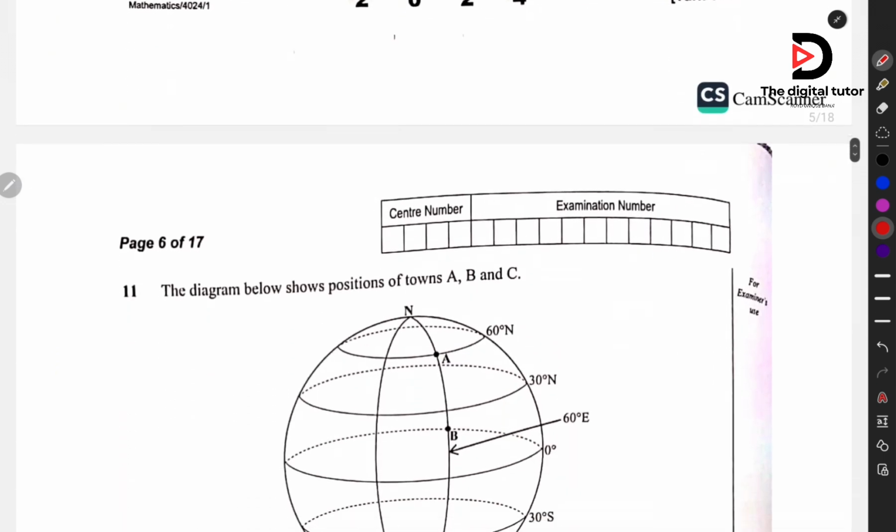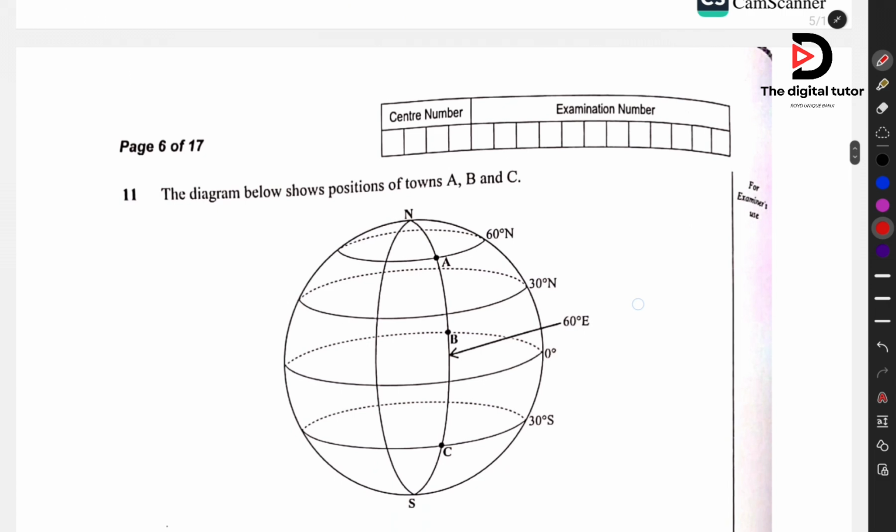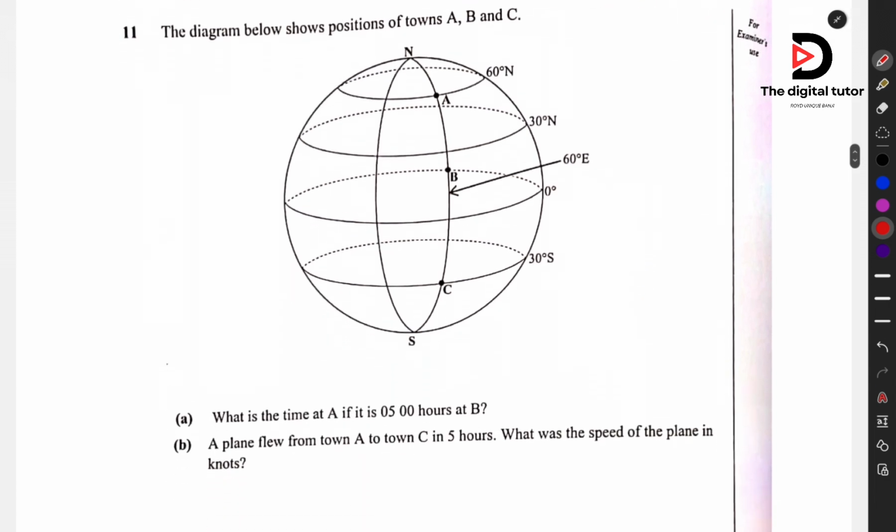So that was question 10. I said we are going to go up to question 11. The diagram below shows the position of towns A, B, and C. What is the time at A if it is 05 hours at B?